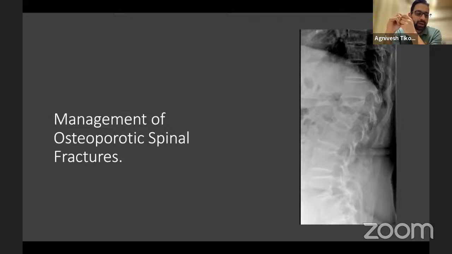Any increase in pain, any increase in weakness, numbness, or any appearance of weakness or numbness in the legs, or any slightest urinary problem, because most of these fractures are at the D12-L1 level, which is the conus level. Any slight hesitancy in urination or increased frequency needs to be looked at with very high suspicion.